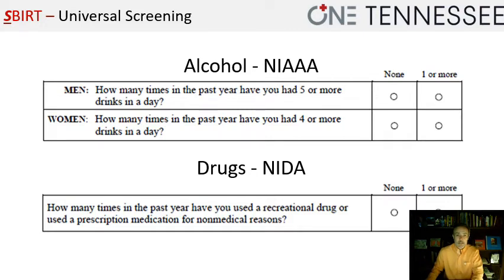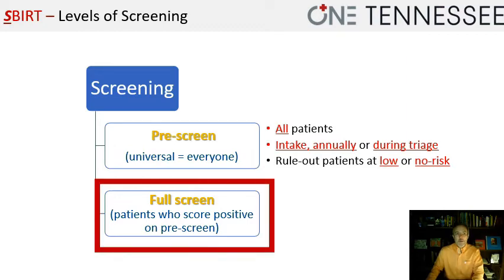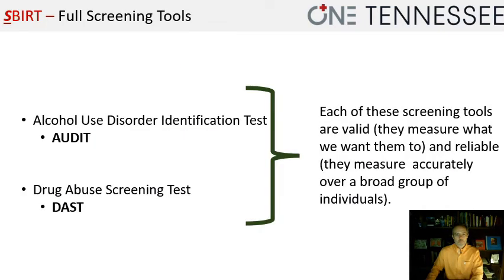For a patient screening positive on the pre-screen, a full screen will be needed. A full screen for alcohol would be the Alcohol Use Disorder Identification Test, or AUDIT, or a positive for drugs would be the Drug Abuse Screening Test, or DAST. Each of these screening tools are valid, meaning they measure what we want them to, and reliable, meaning that they measure accurately over a broad group of individuals.